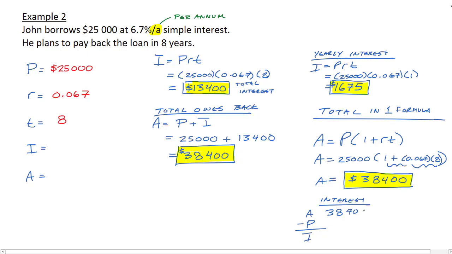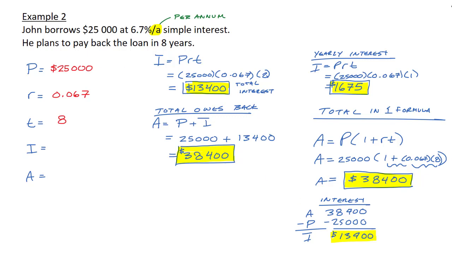So 38,400 minus 25,000 gives me 13,400. So they're pretty easy formulas. There you go. And we already knew that was the total interest up there at the top. So, different ways of arriving at the same answer.